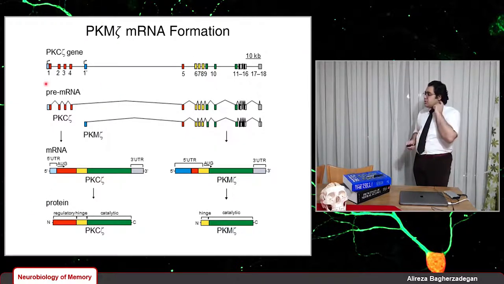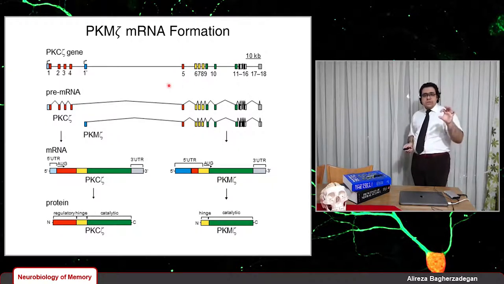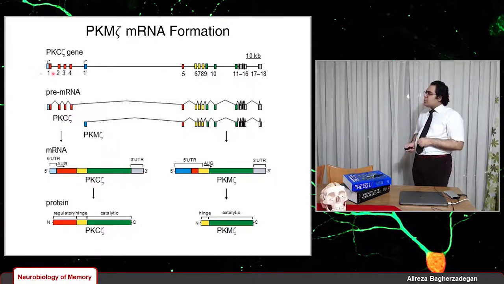So we have the 5 prime UTR, and some of these exons encode the regulatory domain. And on the right, we have an outer cluster of exons that encode the rest of the regulatory domain. We have these yellow exons which encode the hinge part of the protein kinase C. We have these green ones which encode the catalytic domain of the protein kinase C, and we have this gray one at the end, which is the 3' UTR. And this is a normal gene.